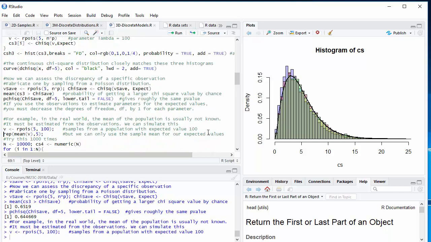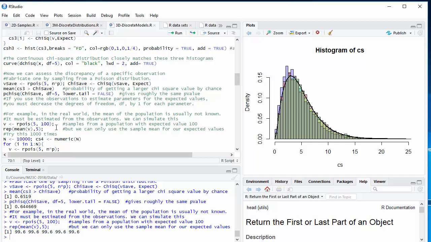A real-world example. In the real world, you generally don't know the mean of the population. All you can do is estimate it by averaging together your samples. So, if I have nothing but this one sample V, the best I can do is to say, for my expected values, I will repeat it 5 times. Here the repeated value came out to 99.6, but the last time I ran this while practicing for this video, it came down around 95. Okay, so we're going to try our 10,000 times again.